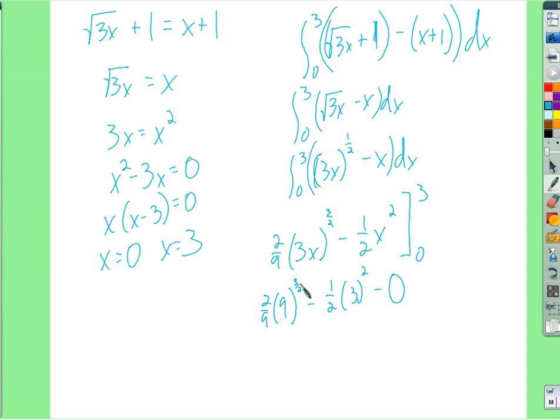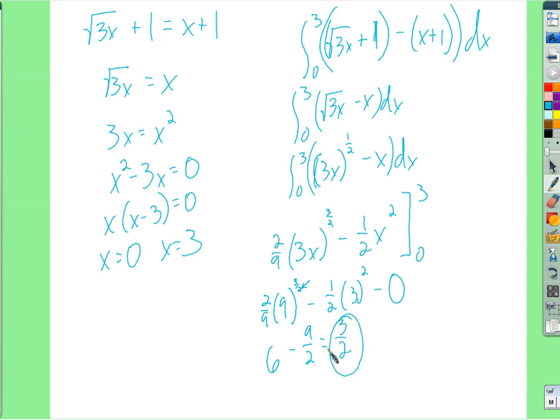9 to the 3 halves power? How do you do that? You take the square root of 9 first, which is 3. And then we take 3 to the 3rd, which is 27, and then multiply by 2/9. We take 27 divided by 9, we get 3, times 2 is 6. Then 9/2, so 12/2 minus 9/2, 3/2.